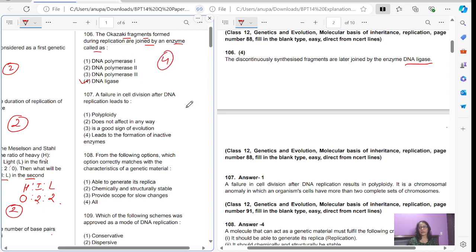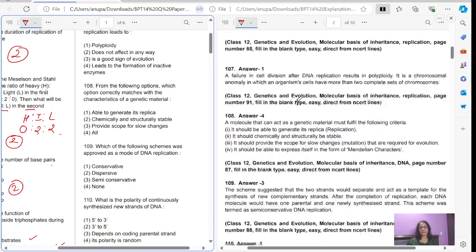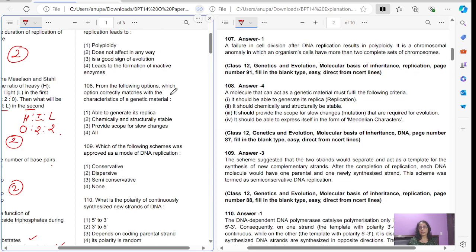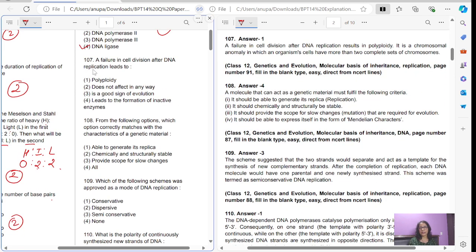Now, let's move to the next question, that is question number 107. Question number 107 states that a failure in cell division after DNA replication leads to. So options are polyploidy, does not affect in any way. This cannot be answered because this affects is good sign of evolution.